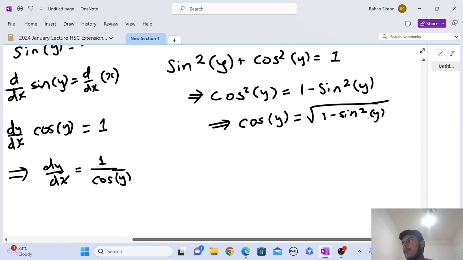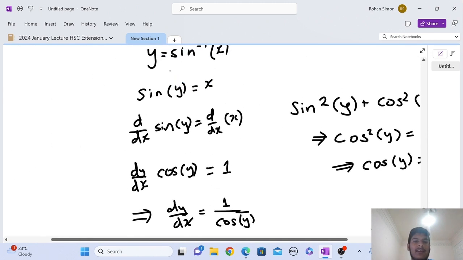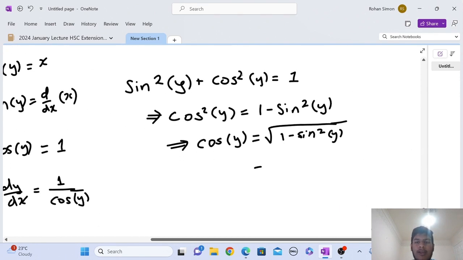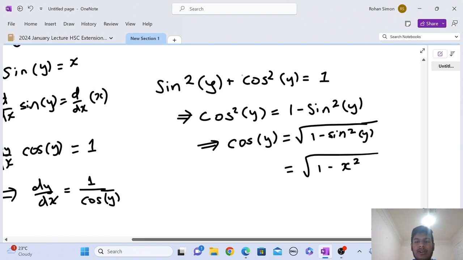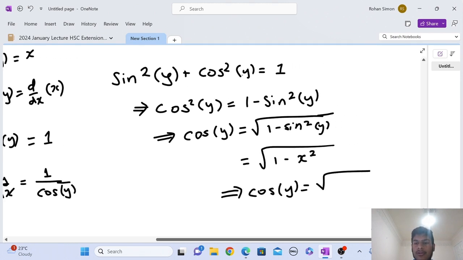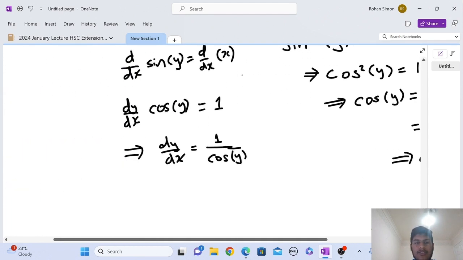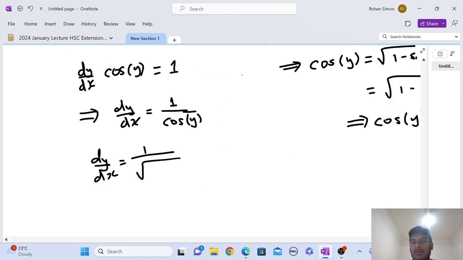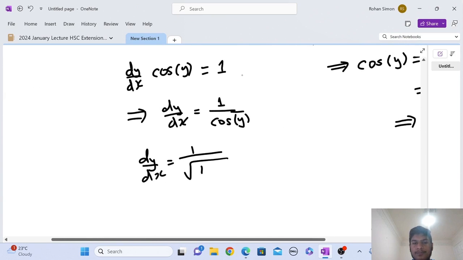But where have we seen sine y before? We saw sine y here expressed as just equal to x. So we can replace sine squared y with x squared, and we've expressed cos y in terms of x only. So cos y equals the square root of 1 minus x squared. And so dy/dx equals 1 over the square root of 1 minus x squared.